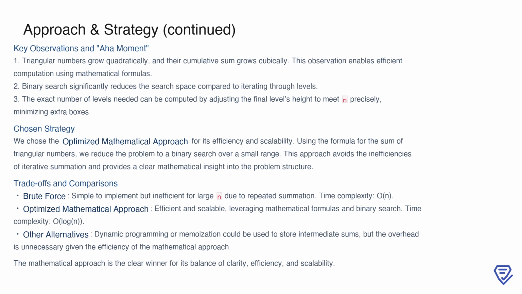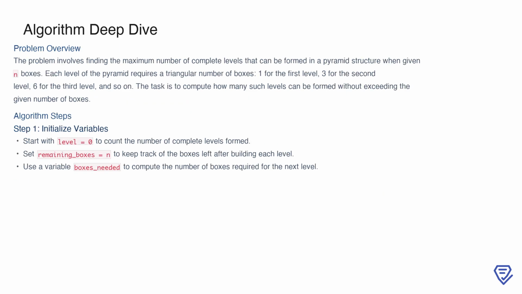To understand the problem, imagine building a pyramid using boxes. Each level of the pyramid requires a triangular number of boxes. For example, the first level needs 1 box, the second level requires 3 boxes, the third level takes 6 boxes, and so on. These triangular numbers are calculated using the formula level * (level + 1) / 2. The goal is to determine how many complete levels can be formed using a given number of boxes, n.